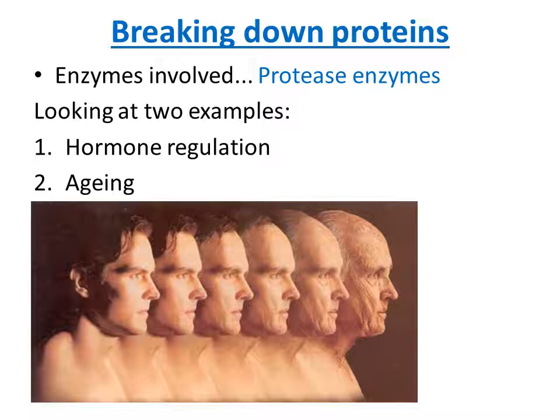Aging is a particular type of breakdown of a protein called collagen. As we age, our ability to replace this collagen gets less, and so we see this in the appearance of wrinkles and the loss of elasticity of the skin, and this is due to the lack of collagen underneath the surface layers of our skin.